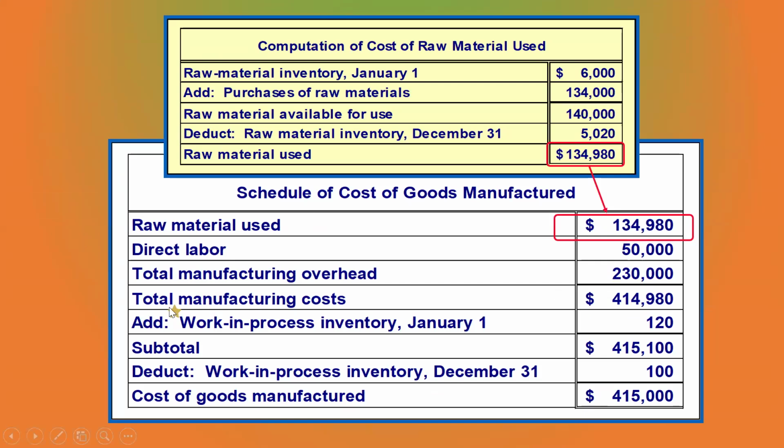After getting total manufacturing cost, we add work in progress or work in process opening inventory to manufacturing cost, and deduct closing work in process inventory in order to get cost of goods manufactured, which is 415,000 in this example.